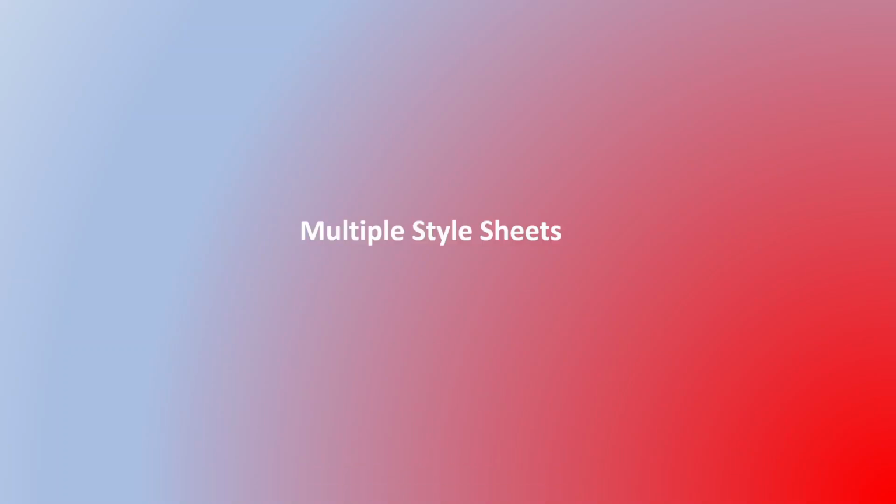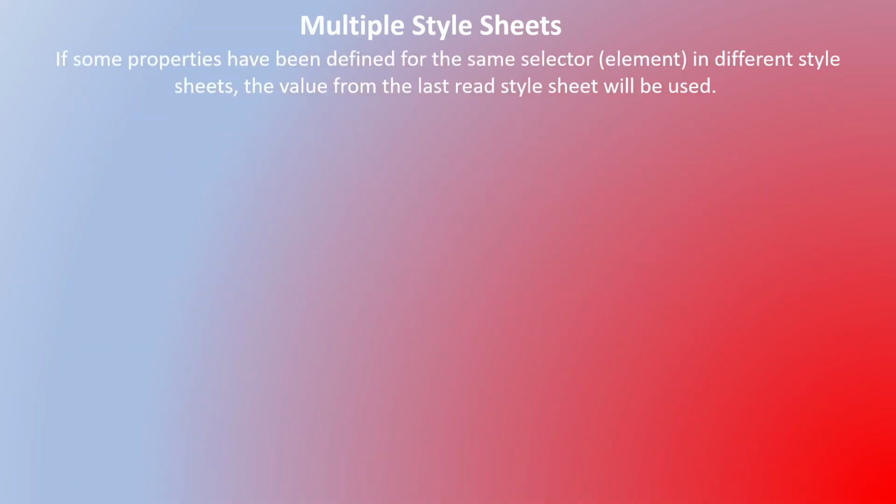In this video, we are going to understand working with multiple style sheets in CSS. If some properties have been defined for the same selector or for the same element in different style sheets, the value from the last read style sheet will be used.